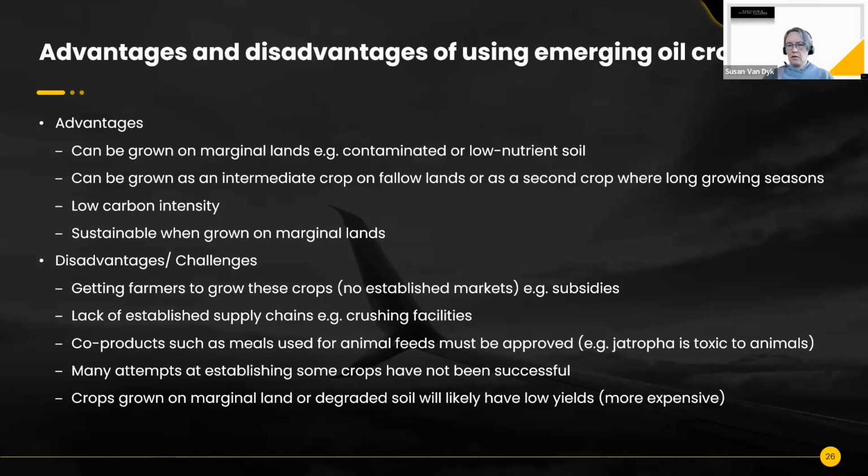And when we talk about marginal lands, everybody's saying, well, we can grow it on marginal lands. But the reality is that they might be able to grow there, but I question what yields you're going to get on marginal lands or degraded soils. Are you going to have to add a lot of fertilizer to get the yields? And yields are critical for the economics. If you have to get harvesting equipment and so on, the yield is important. And if you have low yields, it's going to be more expensive to produce these crops.